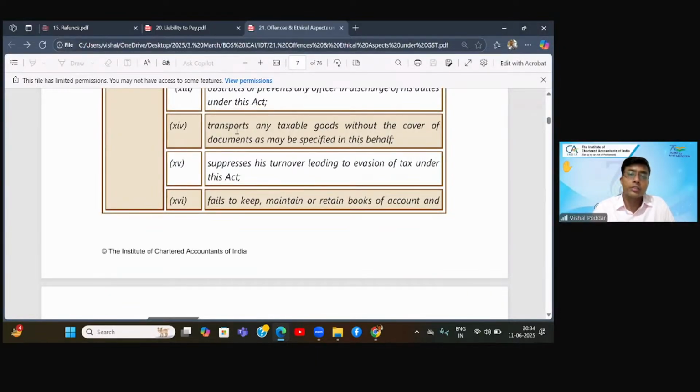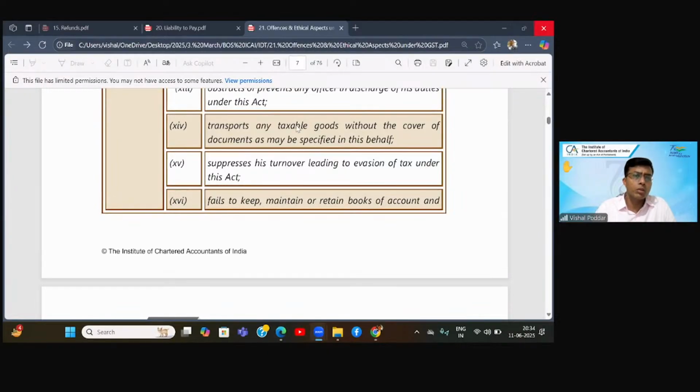Next, now this is for a transporter. So up till now, all offenses were for the businessman. Now it is for the transporter. The transporter is transporting any taxable goods without the cover of documents as may be specified. So you require an invoice, you require an e-way bill. Without taking that, as a transporter, you should never transport any goods. But you are still doing that. It means you are also a party to that offense, because otherwise, as a transporter, you should not transport anything where there is no proper document. But you are doing that. It means you are also a party to the offense. See, consignment note.